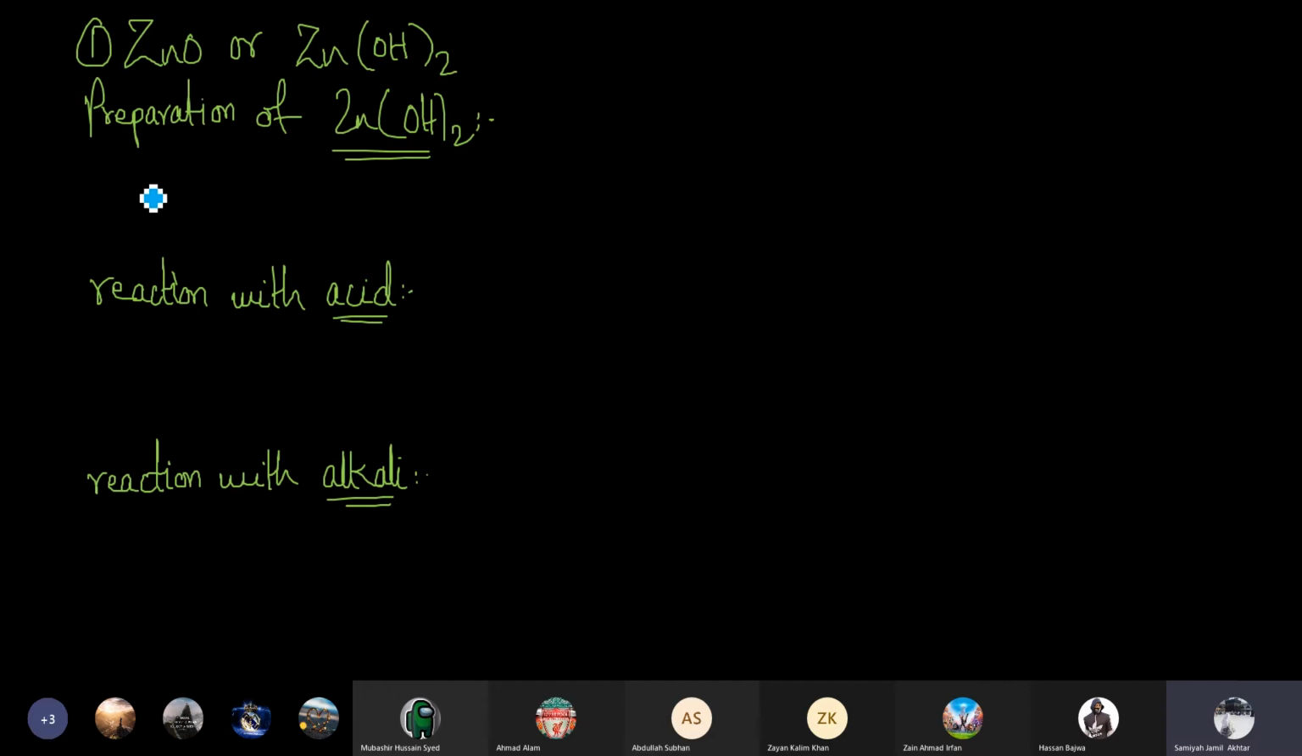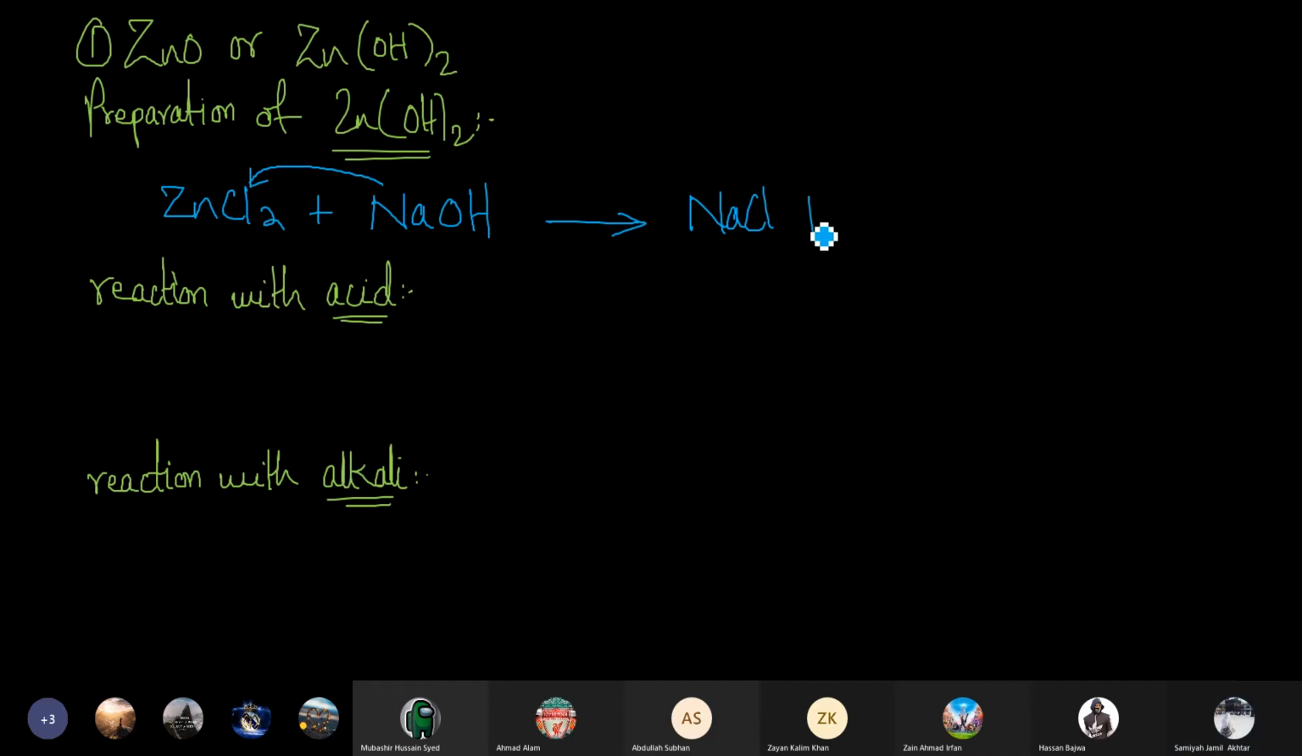The preparation equation written in your book is that we take zinc chloride plus NaOH, zinc chloride and sodium hydroxide. We will take these two things. Sodium will react with chlorine, because sodium has more tendency to react with chlorine, forming NaCl.